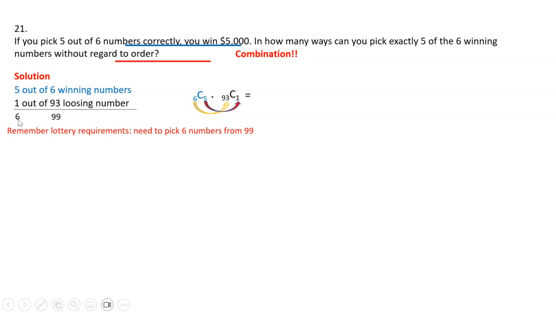Okay. So now we do 6 combination 5 times 93 combination 1, it will give us 6 times 93. The answer will be 558 different ways.